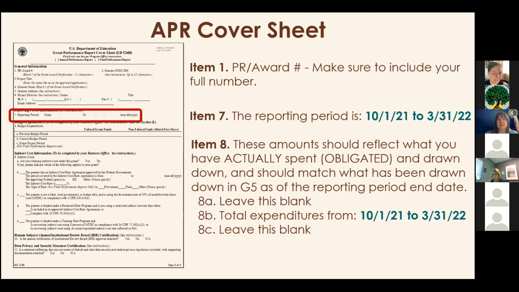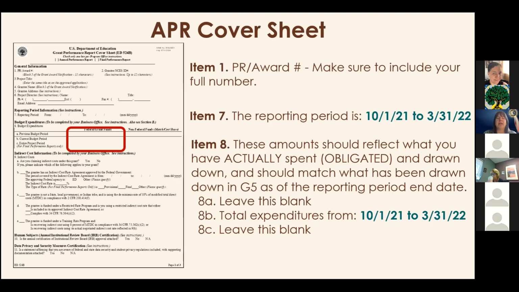Now, item number 7. This is your reporting period. The correct reporting period for this annual performance report is October 1, 21 through March 31st, 2022. So 10/1/21 through 3/31/22.